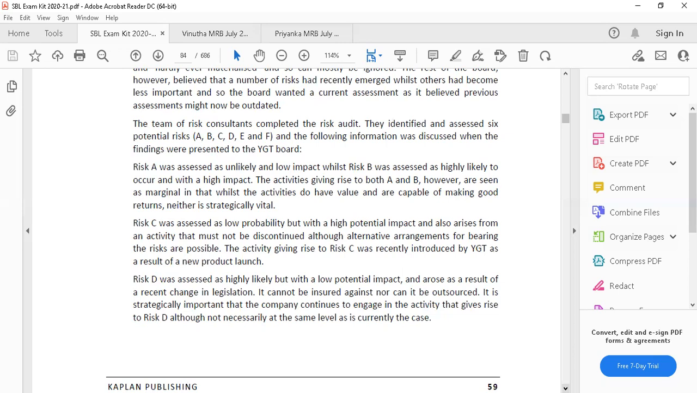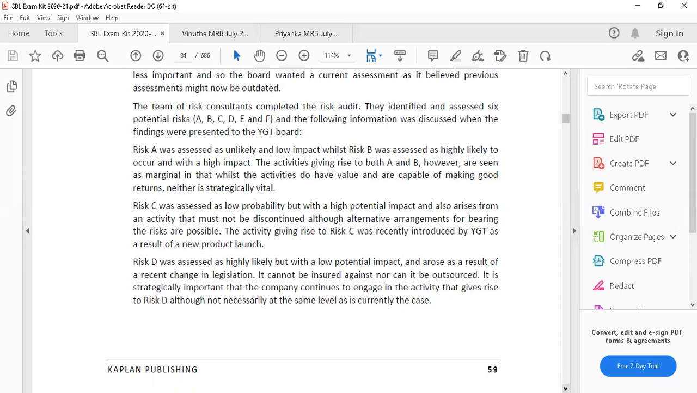Risk D was assessed as highly likely but with a low potential impact and arose as a result of a recent change in legislation. It cannot be insured against nor can it be outsourced. It is strategically important that the company continues to engage in the activity that gives rise to risk D, although not necessarily at the same level as is currently the case.